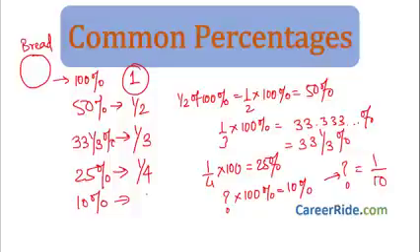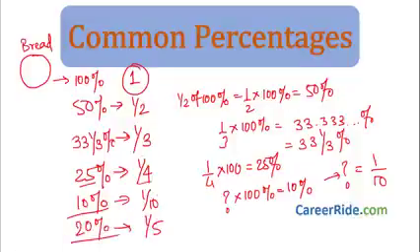So when a person wants 1/10 of the bread, that means that person wants 10% of the bread. If someone wants 1/4 of the bread, the person wants 25% of the bread. There's another important thing. If someone wants 1/5 of the bread, then that means the person wants 20% of the bread. So these are the common values associated with percentage. Half means 50%. 1/3 is 33.33%. 1/4 is 25%. 1/10 is 10%. 1/5 is 20%.